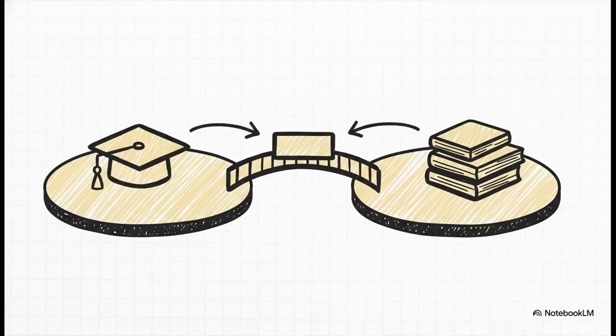Well, the solution is really, really clever. We actually create a third table. It's often called a bridge table or a junction table, and its entire purpose in life is to sit right in the middle and connect the other two.